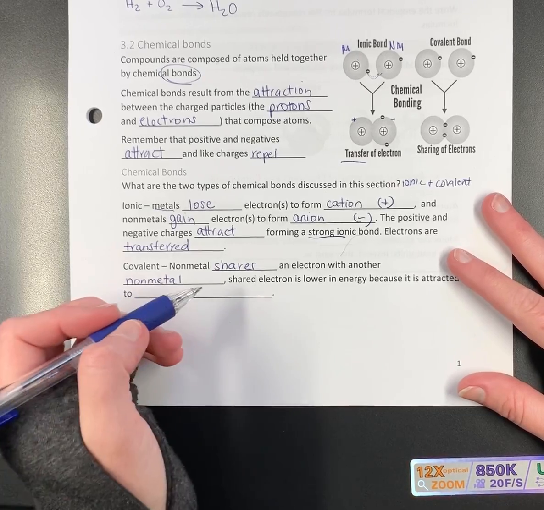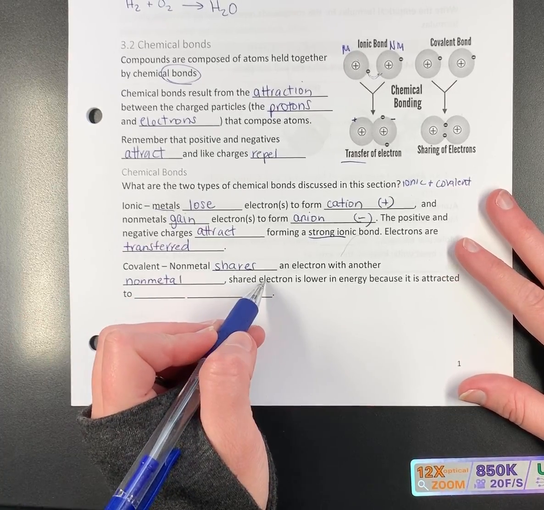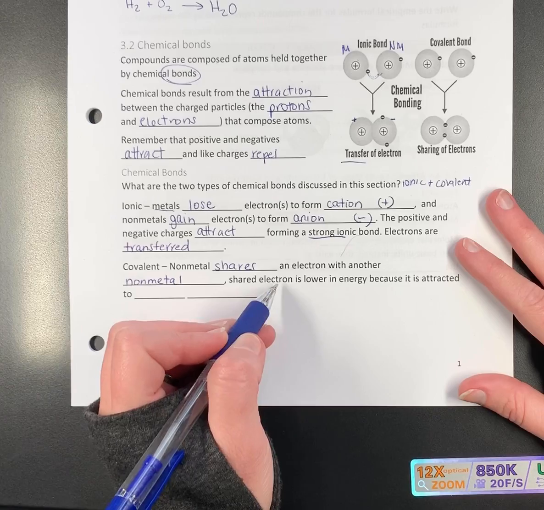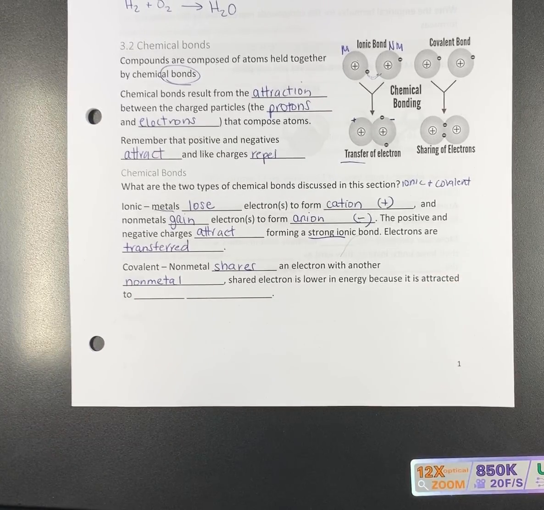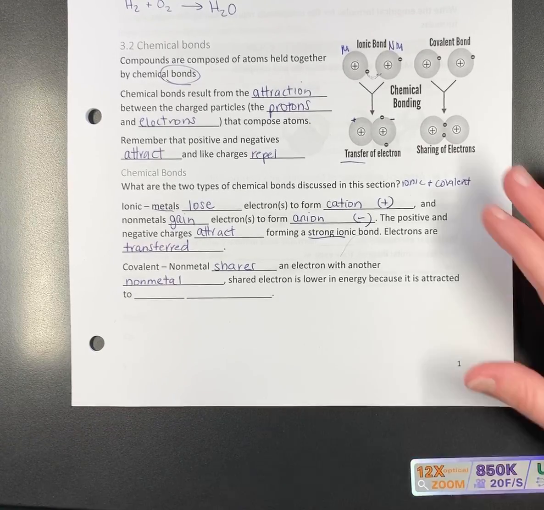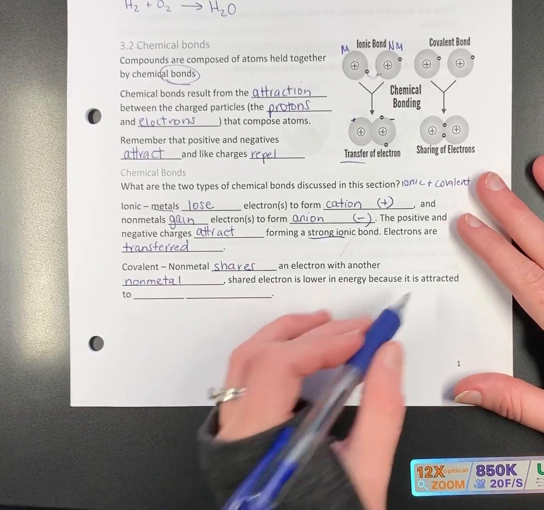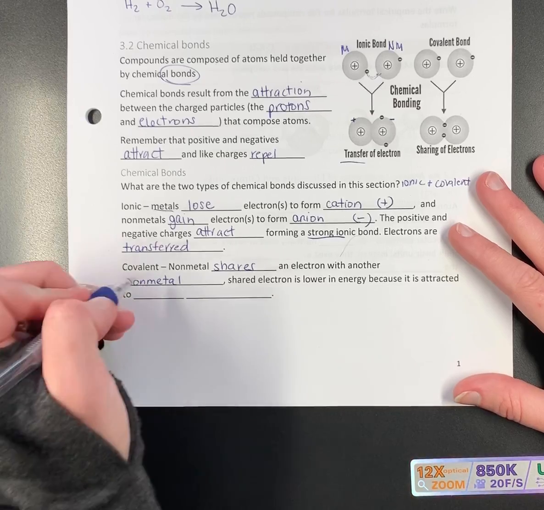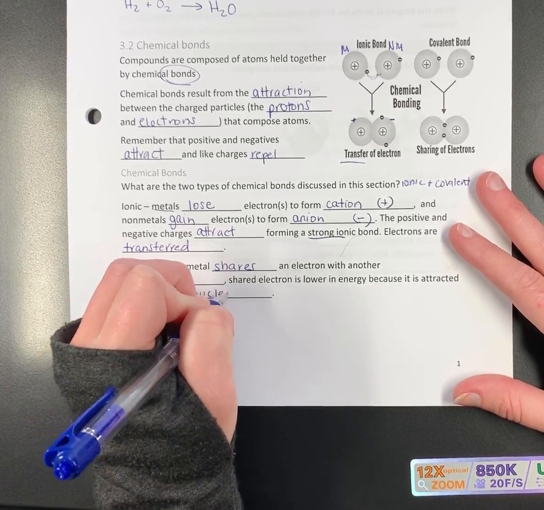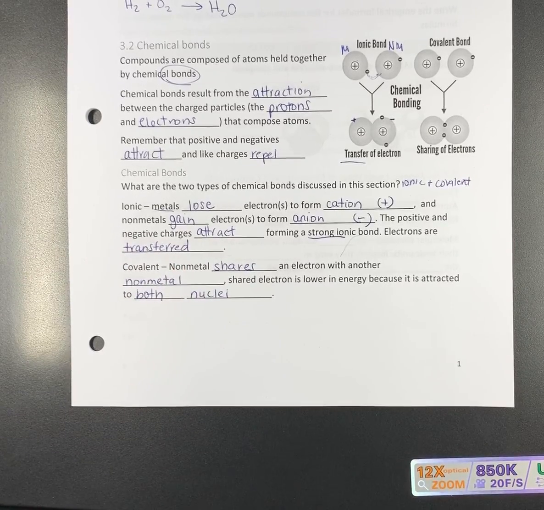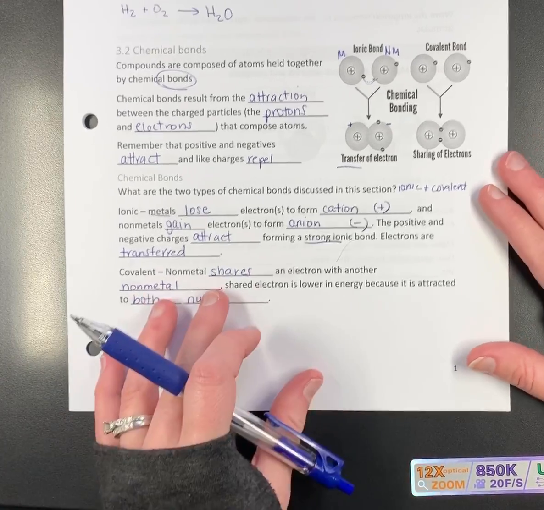Now, the shared electron, so the one where they're sharing them, is considered lower in energy. So it forms the bond. The bond is held together because these electrons that are shared are attracted to both nuclei. So they're attracted to the nucleus in both atoms. Sounds kind of weird. Let's look at it visually.